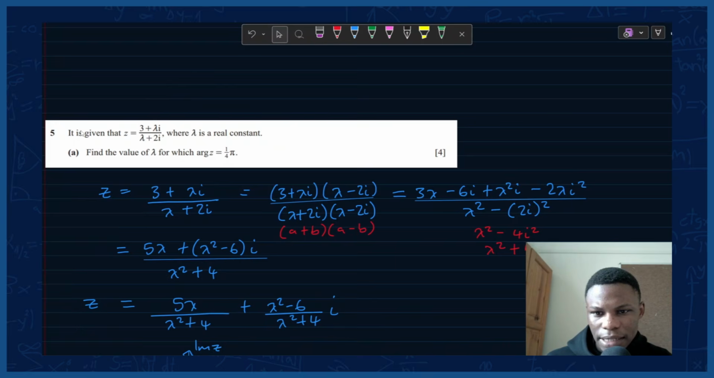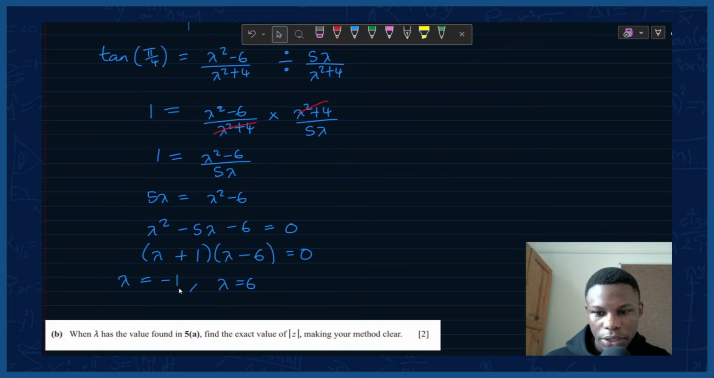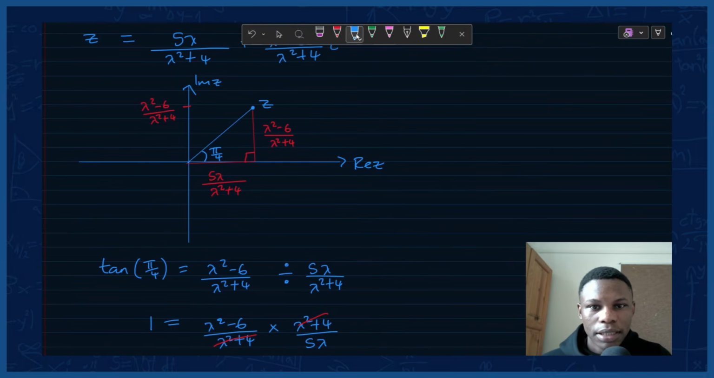And let's see, we also have to think about the fact that from our diagram here, our real part is going to have to be positive. If I substitute in lambda as negative 1, that's going to give us negative 5, because 5 times lambda, that's negative 5, divided by lambda squared plus 4, so negative 1 squared plus 4, which is 5, which is negative 1. I hope you can see that lambda is negative 1 would mean our real part is negative, meaning we are in the second quadrant, which is not what we have. Our argument would not be pi over 4.